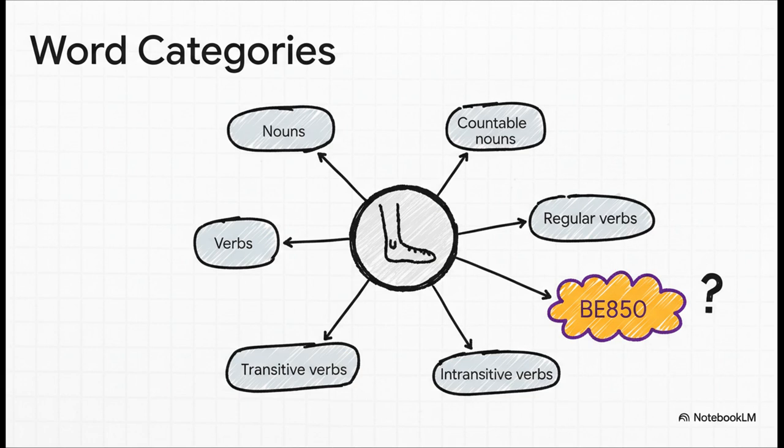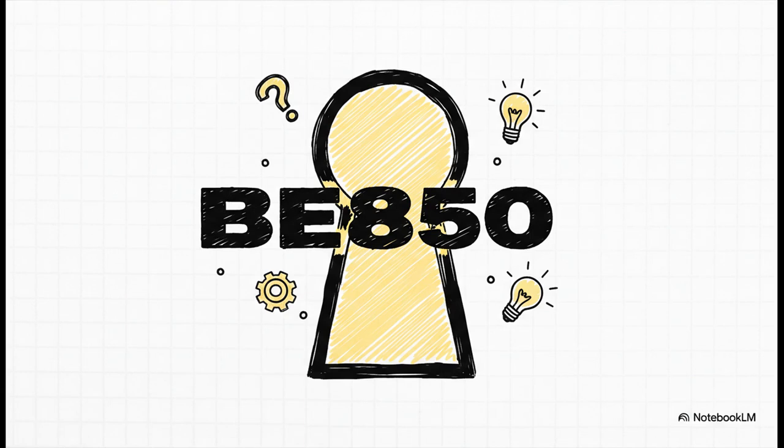I mean, just look at all these labels. Kick is a noun, a verb, it's countable, it can be transitive, which means it takes a direct object, or it can be intransitive, meaning it doesn't need one. It's a total linguistic workhorse. But there's one item on this list that just doesn't seem to fit. You see that one at the bottom? B850? That's not a grammar term you learn in school, is it? That is the clue, and that is what makes this word so incredibly important.